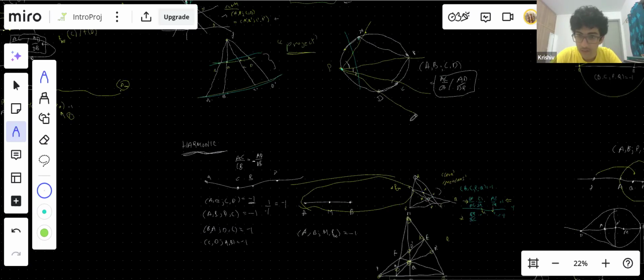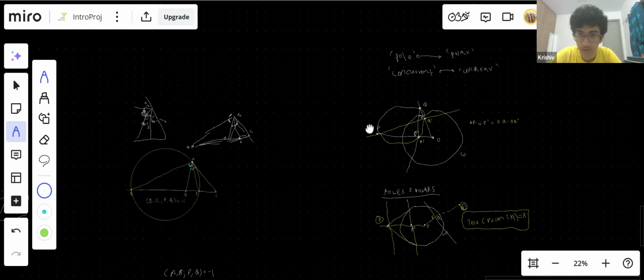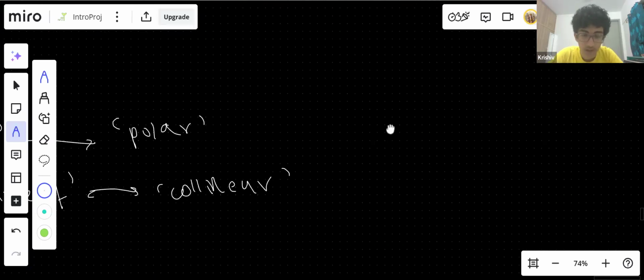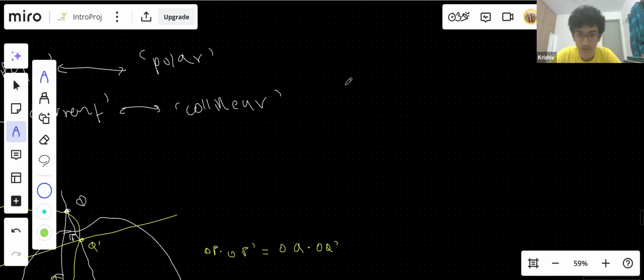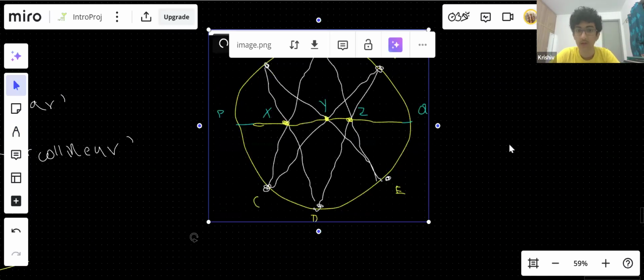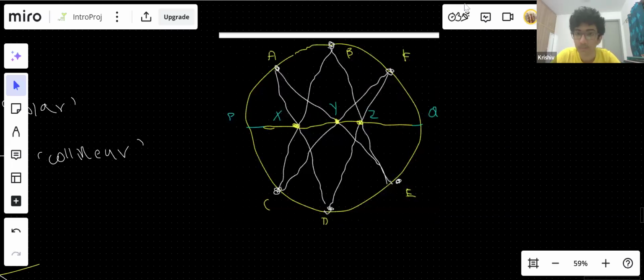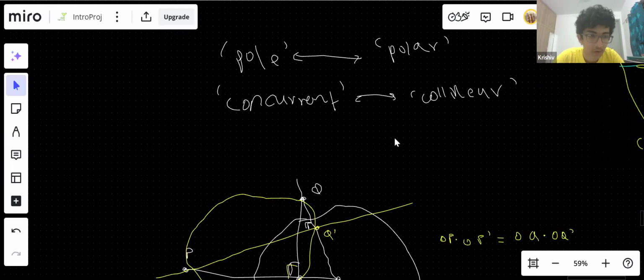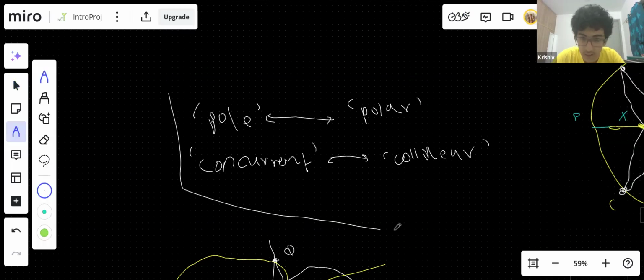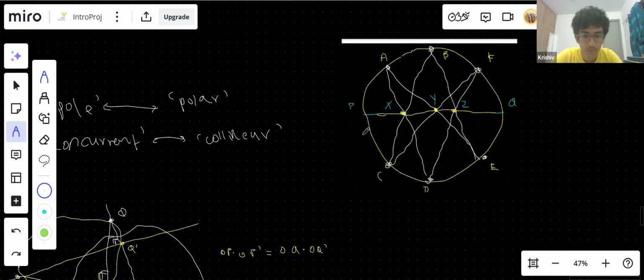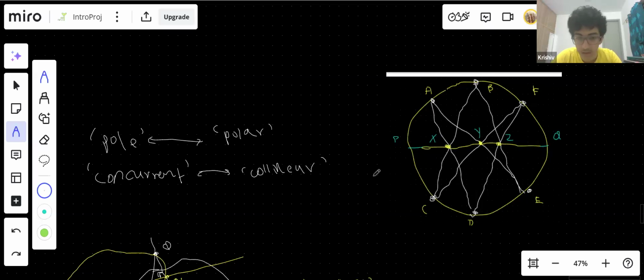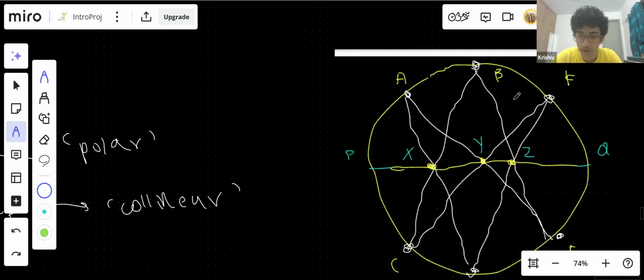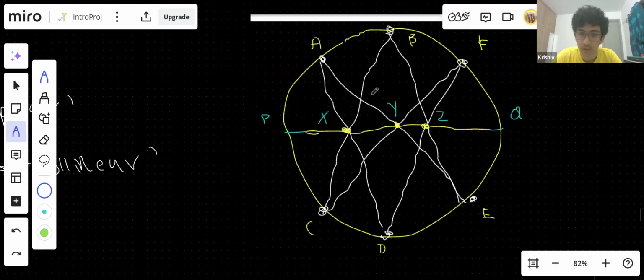Yeah, we are here, right? So what I'm trying to say is, you can try to show this concretely, when it holds and why it holds. But basically, you can swap poles with polars and you can swap concurrent lines with collinear points. So let's take a look at what I mean.